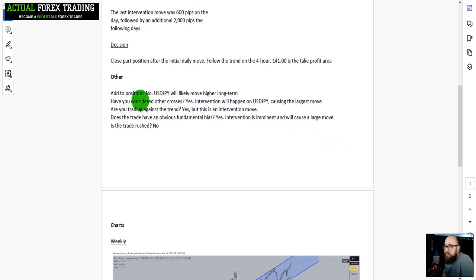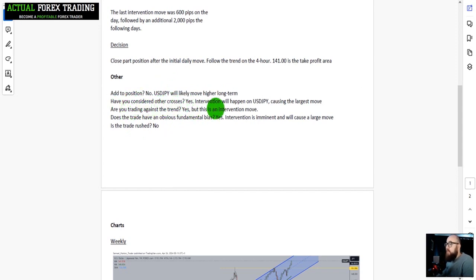No. Once again, it's the initial move I'm looking to get on, the intervention move. If I was looking to catch a downtrend, if I thought US dollar yen could start downtrending over the next 2-3 months, then I could add to the position. But it's not that sort of trade. It is quite unique. Have I considered other crosses?